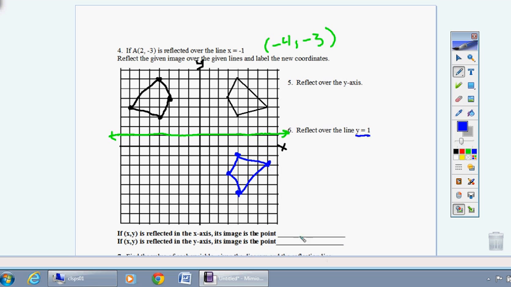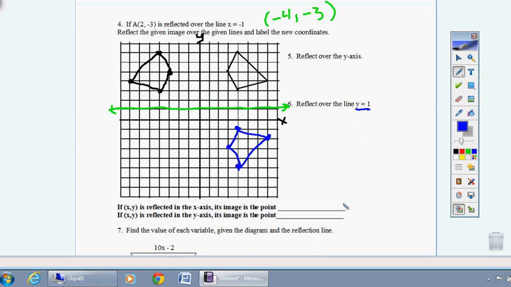Alright, so that's how we do reflections. If you're doing them on a graph, you count the distance from the vertex to the line of reflection, which in number 6 is this line y equals 1. In number 5, our reflection line was the y-axis. You count the distance from the vertex to that line, and then you count that same distance on the other side of the line as well.